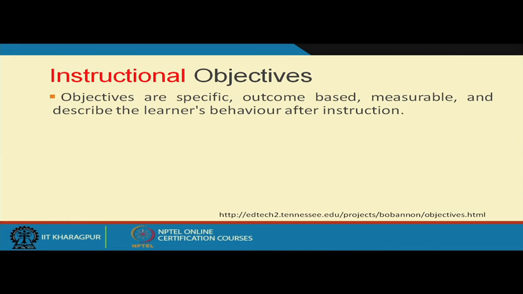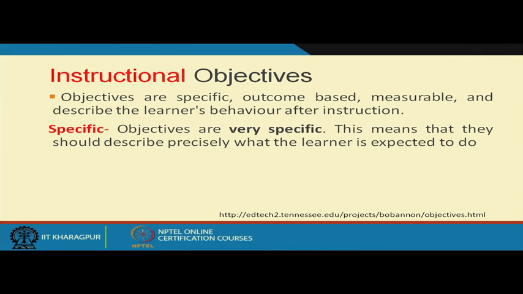Objectives are specific, outcome based, measurable, and describe the learner's behavior after instruction. You have to write a very specific objective, so that the learner can clearly understand that my teacher wants this. Specific means objectives should describe precisely what the learner is expected to do. When you, as a teacher, write the objective, it should be very specific, that the learner will do this.